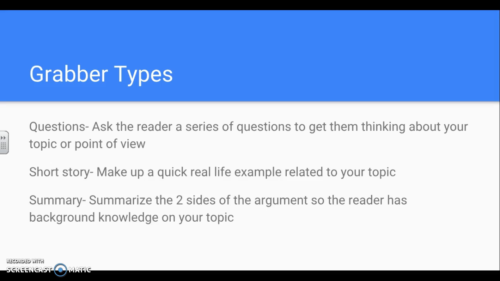You can also use a summary, all right? And you think summary, you might think a long summary, but just quickly, 2 to 4 sentences, summarize the 2 sides of the argument so the reader has some background knowledge on your topic, especially if it's something that your audience may not know a lot about. You always want to know who's most likely to read this, who your audience is going to be. So giving a summary is a good way to give them that background knowledge so that they can actually understand what you're talking about.